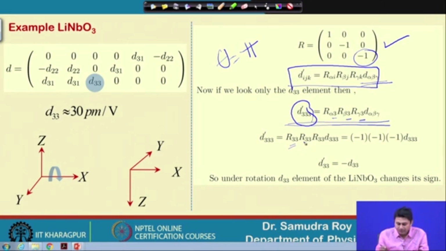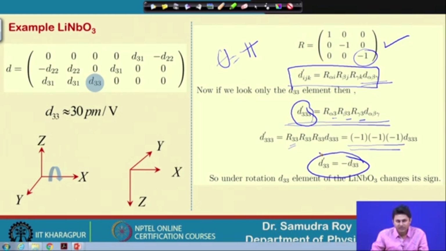So, since the other elements are 0, for R33 we put the value of R33, which is minus 1, minus 1, minus 1. If I put 3 minus 1, then we find that D33 prime is related to D33 with a negative sign. That means, in the rotated system, or if I rotate the crystal and then try to find out what my D value should be, we find that the D value, at least the 33 component, is now a negative value of the previous one.